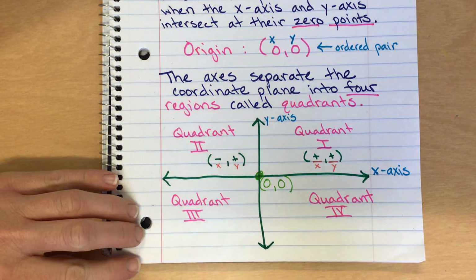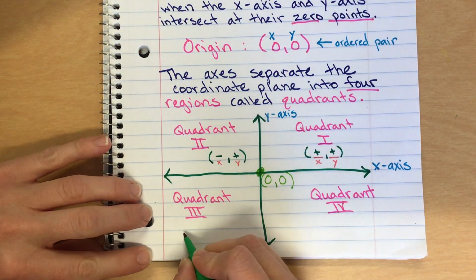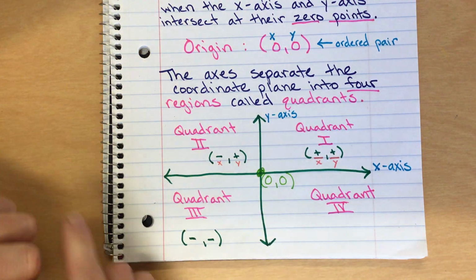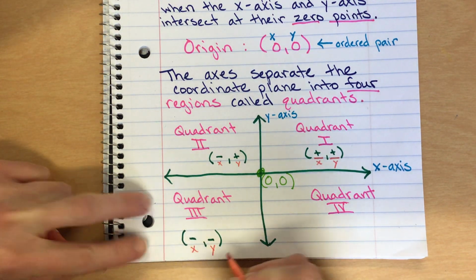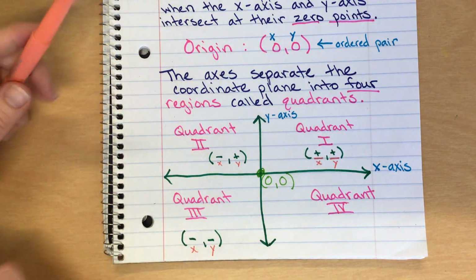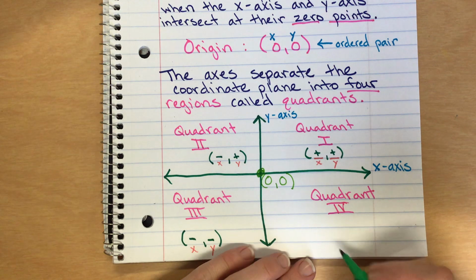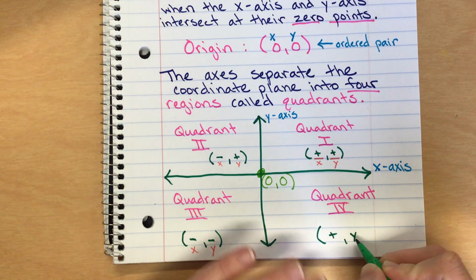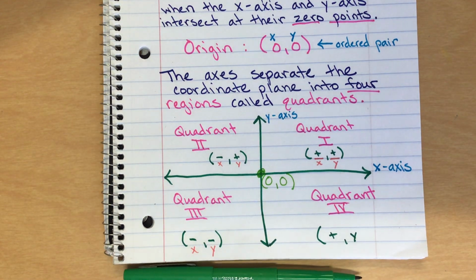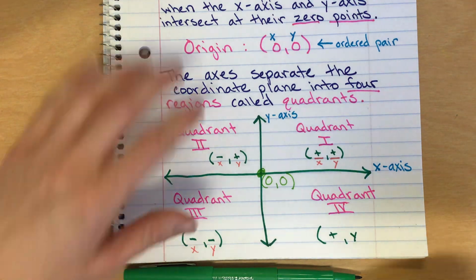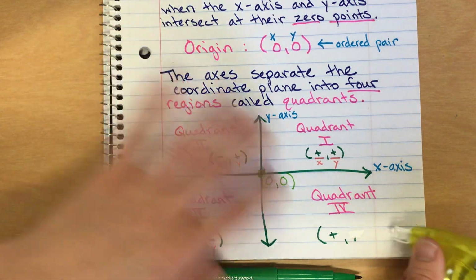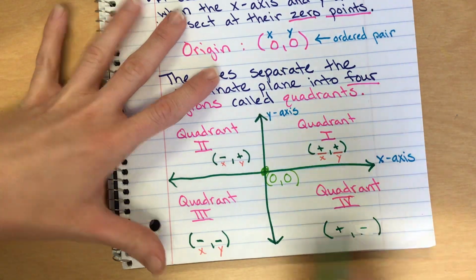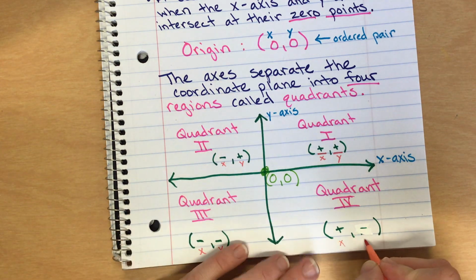In quadrant 3, they're both going to be negative. Your x and your y are negative. And in quadrant 4, your x is going to be positive, your y is going to be negative. Oops. I said y and I wrote y. So this is supposed to be a negative sign. This is why you guys use pencils. Okay, negative, so positive and negative. This is my x and this is my y.